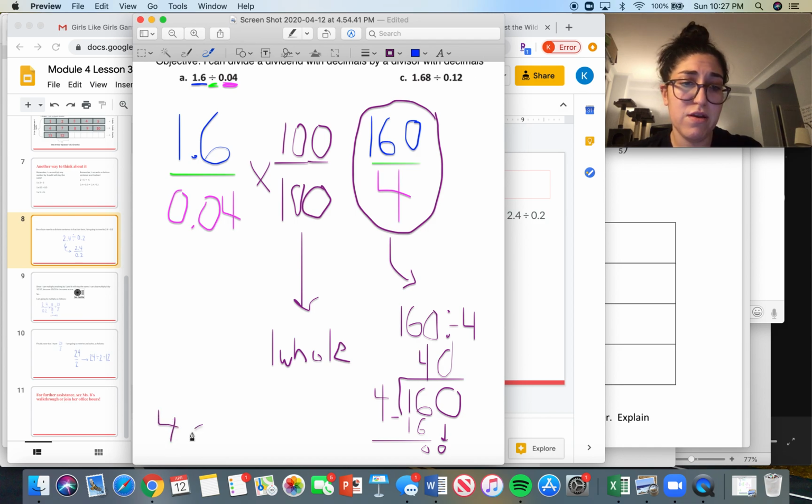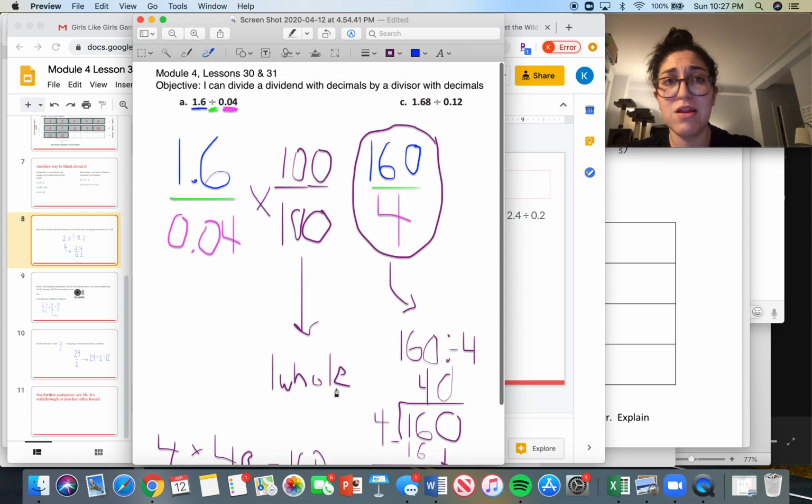4 times 40 is 160. So same basic idea that I did with the first one, just with slightly more difficult numbers.